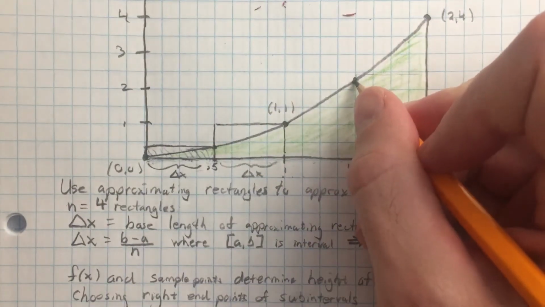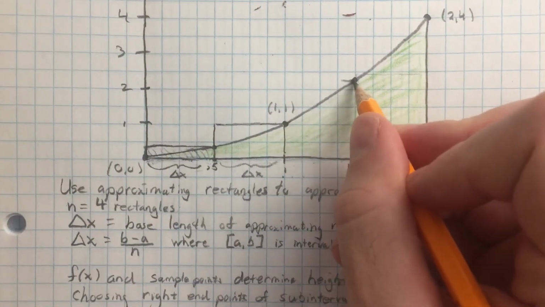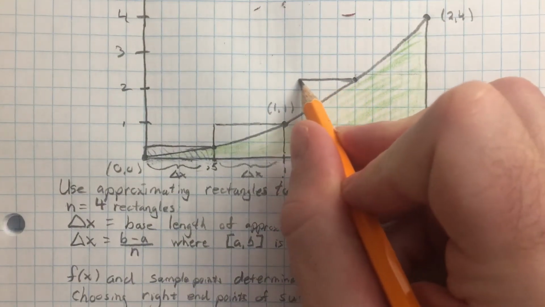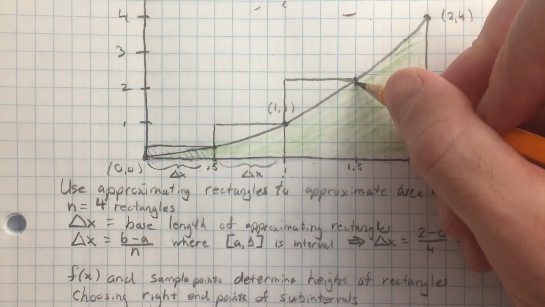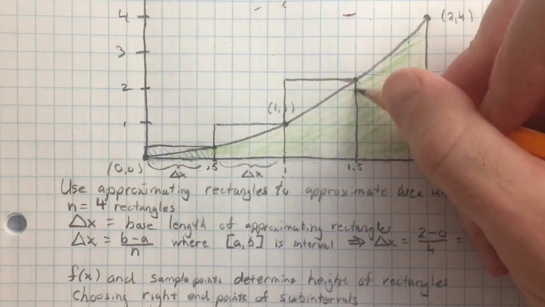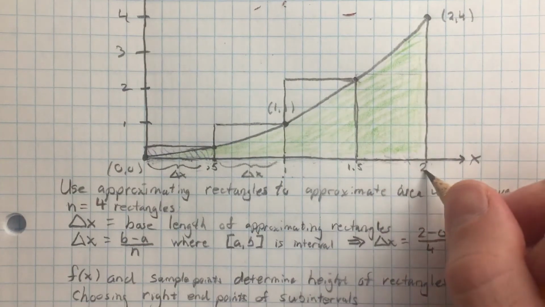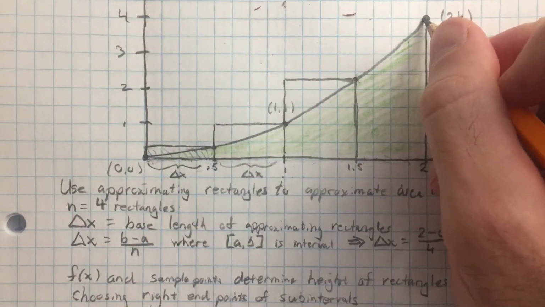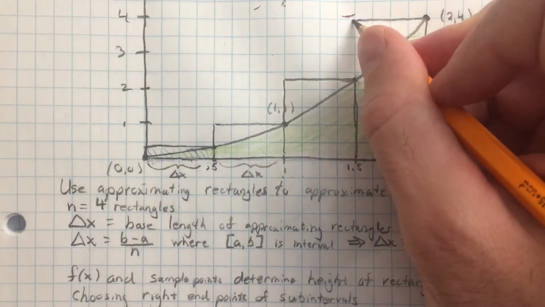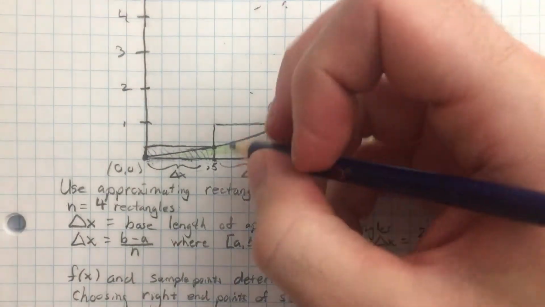Next one will be on 1.5. So there's the height of the function that determines the height of the rectangle. Map it down. And there is rectangle number 3. Now the last one is happening at 2. This subinterval here from 1.5 to 2, its right-hand side is 2, so it maps up to the curve here, and the height of the curve determines the height of the rectangle, and over and down. All right, I'm just going to draw these in a little bit more.